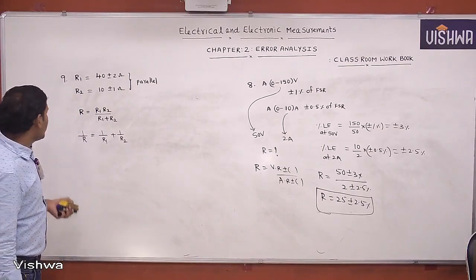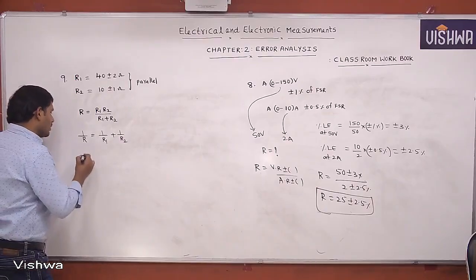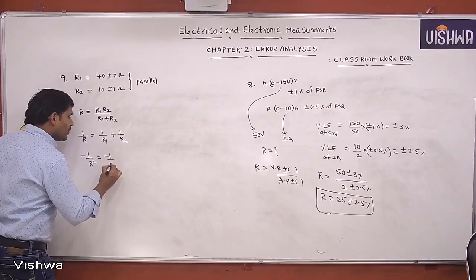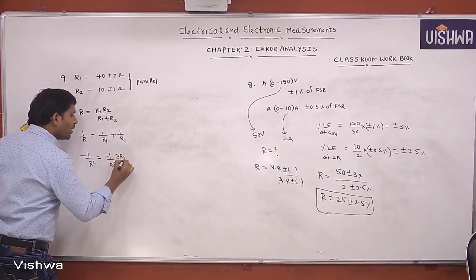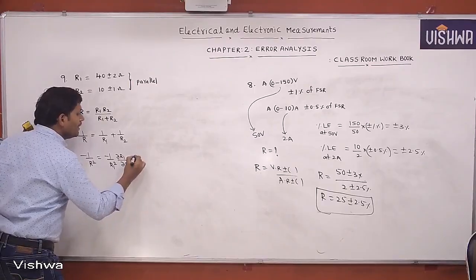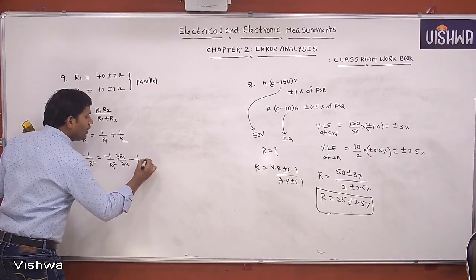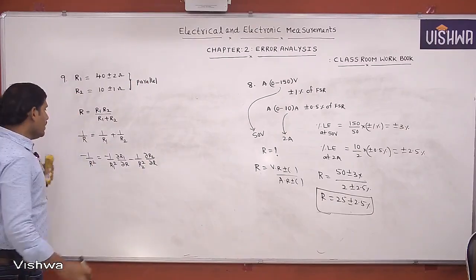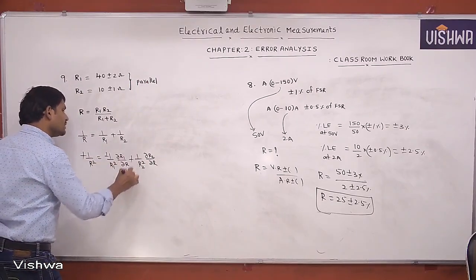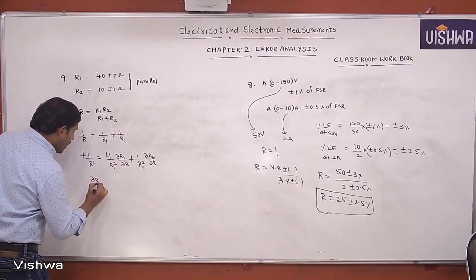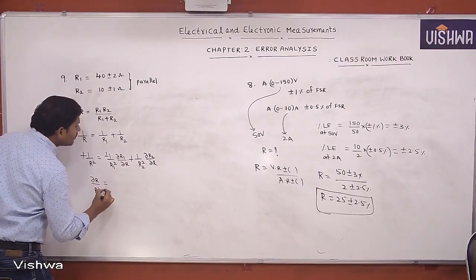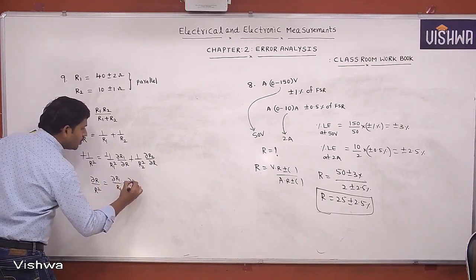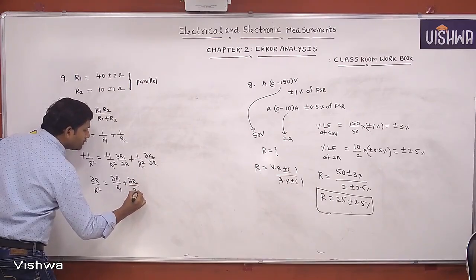Okay. Partially differentiate both sides with respect to R. Then what can you get? Minus 1 by R square equals minus 1 by R1 square into dou R1 by dou R, minus 1 by R2 square into dou R2 by dou R. This negative sign is cancelled. Then what you can get? Dou R by R square equals dou R1 by R1 square plus dou R2 by R2 square.